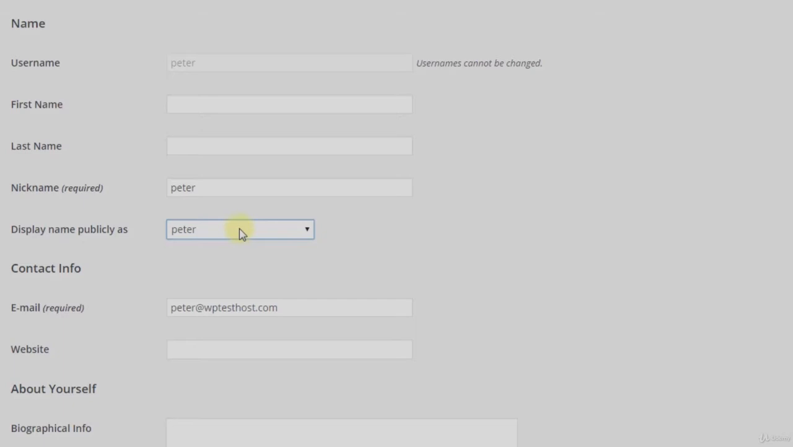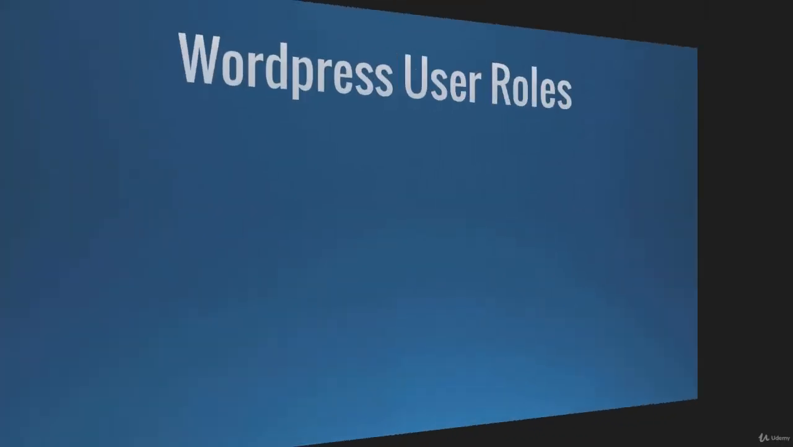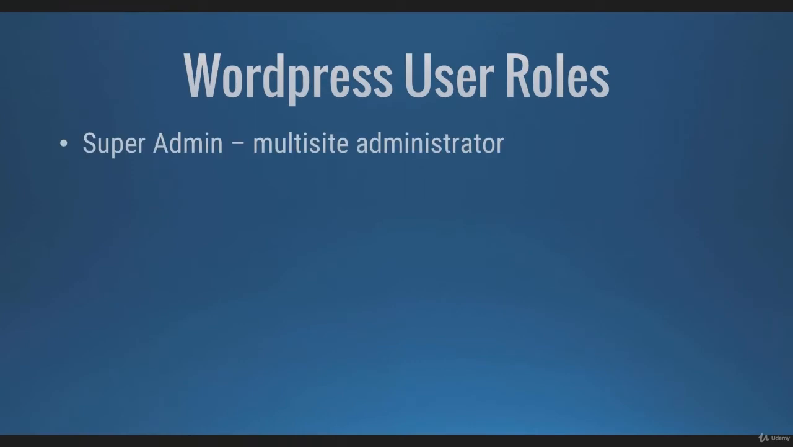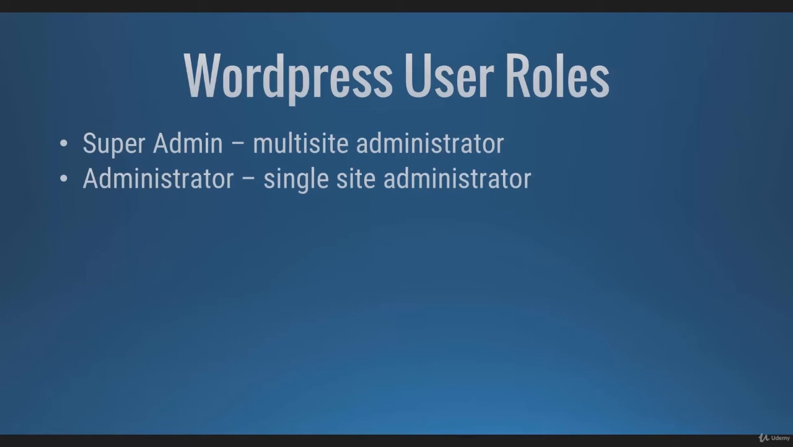So let's run through the different WordPress user roles available that we can assign. For completeness, I'm showing the super admin account, but this is only available if you have a multi-site WordPress installation. Since this course is focused on single site installations, you won't see this account available, but again, I'm just showing it for completeness. Then we have our standard administrator account, and this is a single site administrator that has full privileges across your whole WordPress installation.